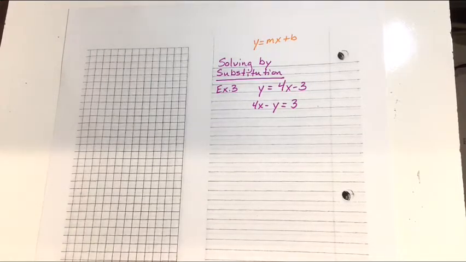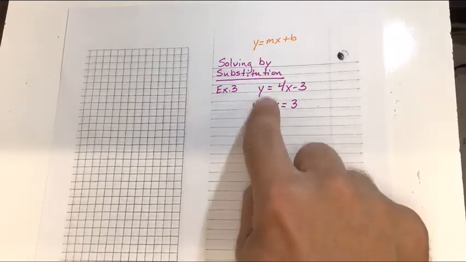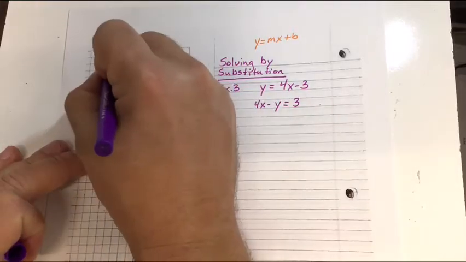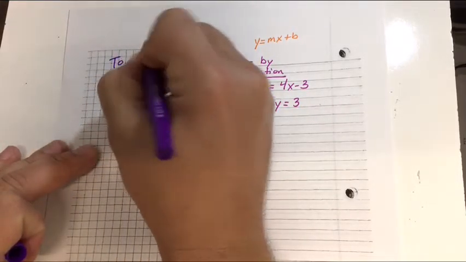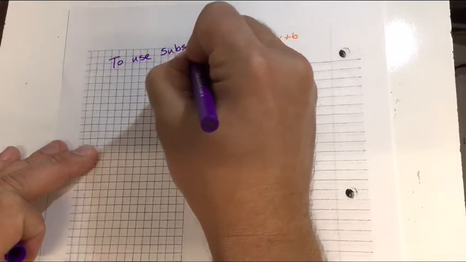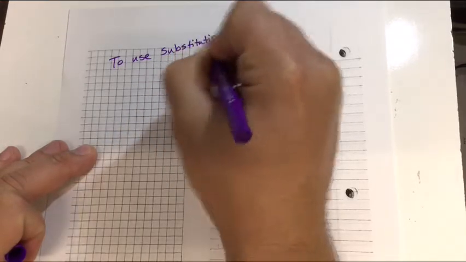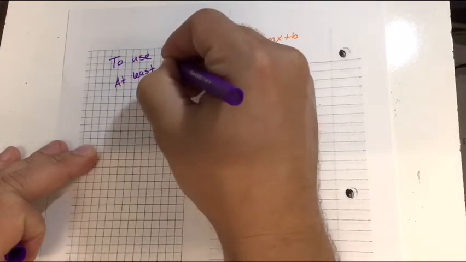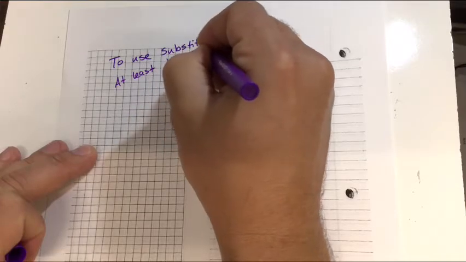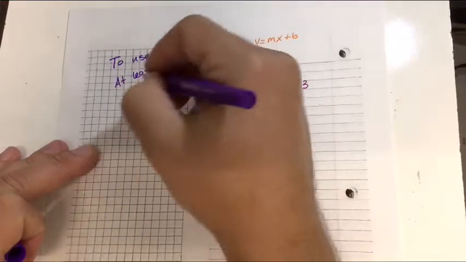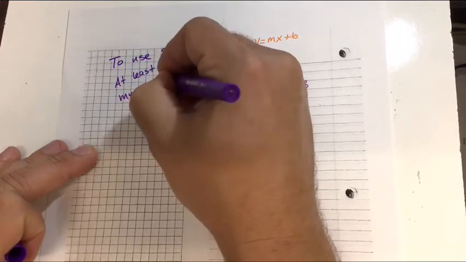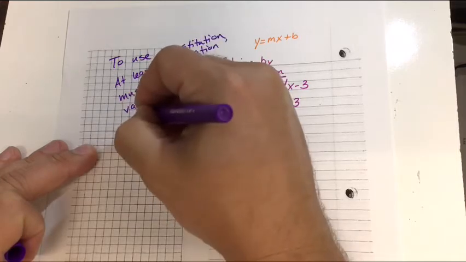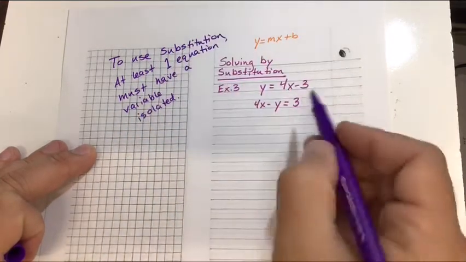And so here's what I want you to realize. In order to do substitution, at least one equation has to have a variable all by itself. And if we want to make a note of that over here, we can. To use substitution, at least one equation must have a variable isolated. That means all by itself. So we've isolated y here.